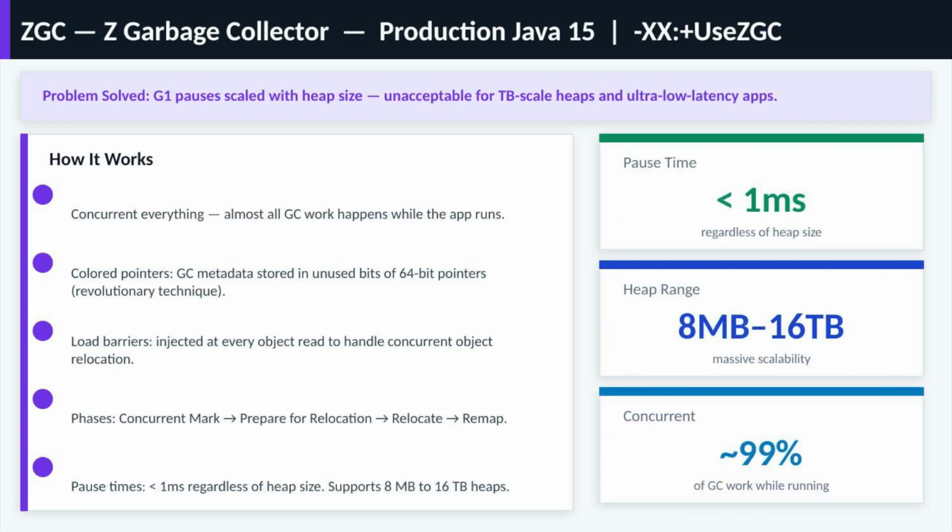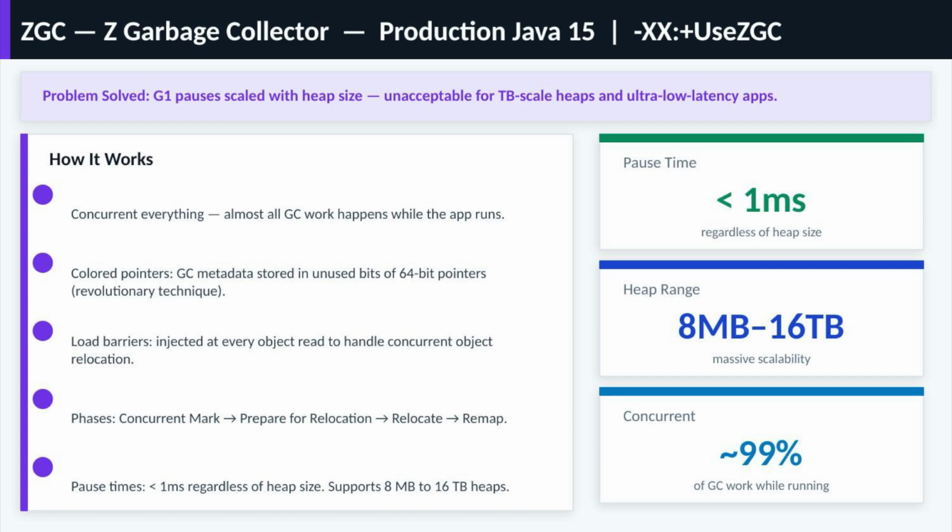Let's see about ZGC. Imagine road repairs happening while traffic continues moving. ZGC takes concurrency to another level. Almost all GC work happens while the application keeps running. Pause times stay below 1 millisecond even with terabytes of memory. This is achieved using innovative techniques like colored pointers and load barriers.